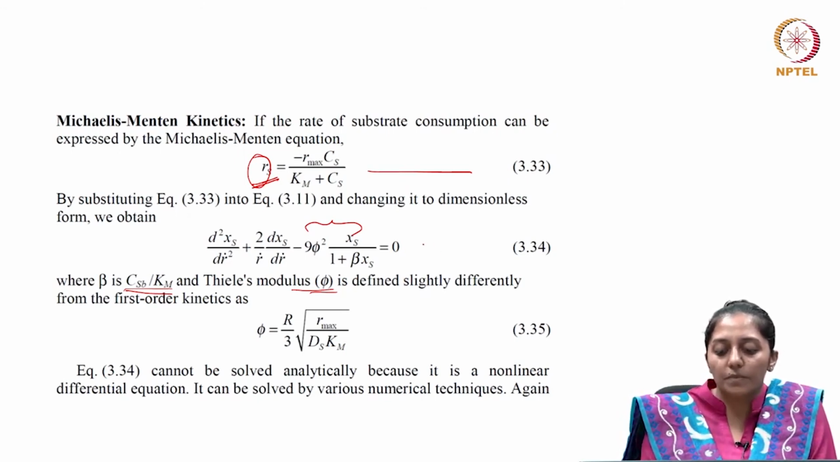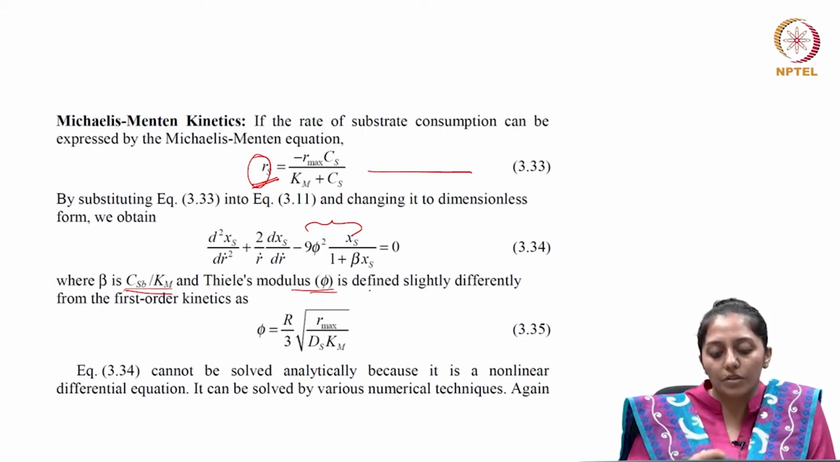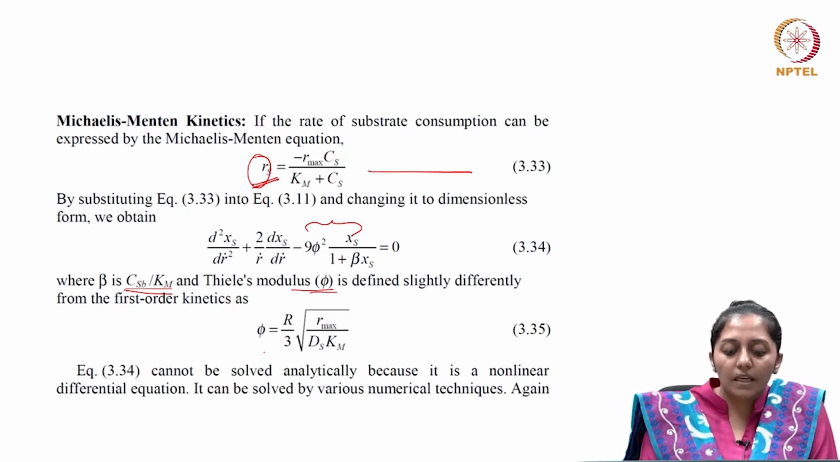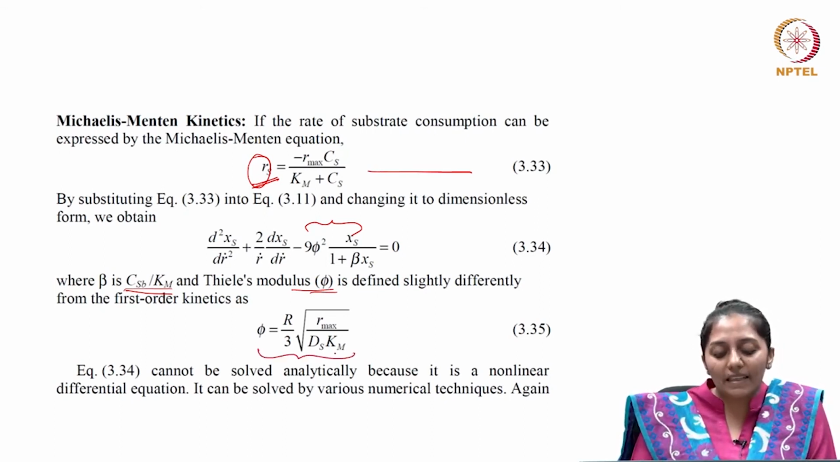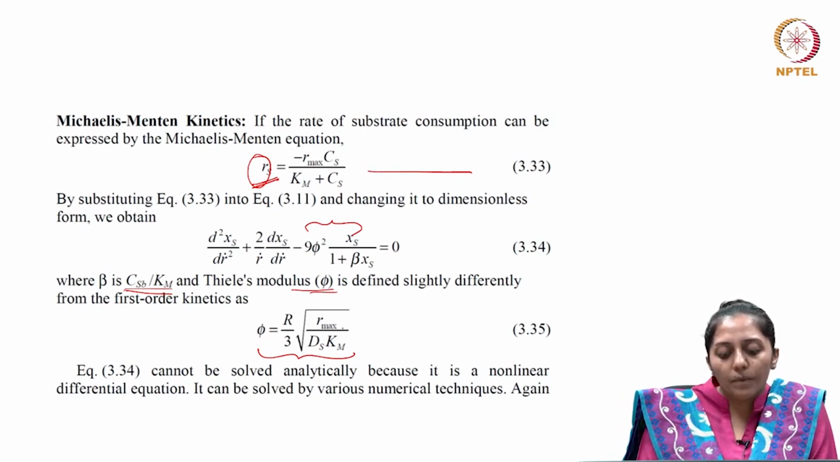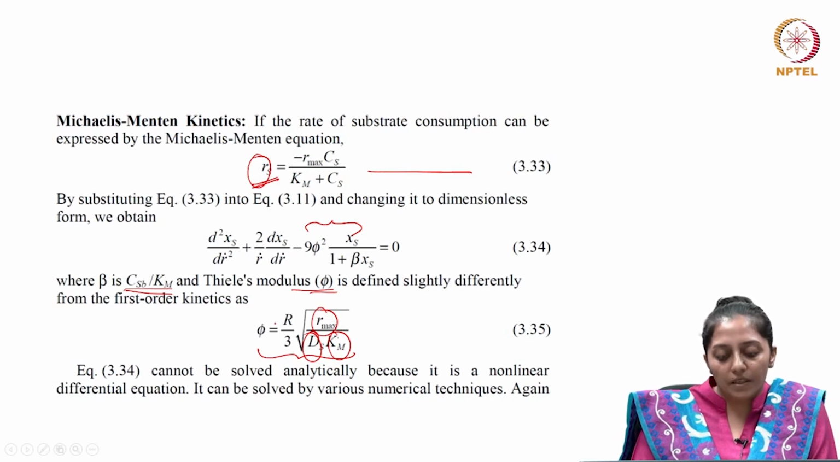If you do the rearrangement of the second order differential equation and do all the substitutions, bringing all the constants together, then the Thiele modulus in this case gets slightly changed in comparison to that with the first order kinetics, where now inside the square root you will find the Michaelis-Menten constant, the diffusivity and the maximum reaction rate. Now, notice equation 3.34. It is a non-linear function in Xs, so it cannot be solved analytically.